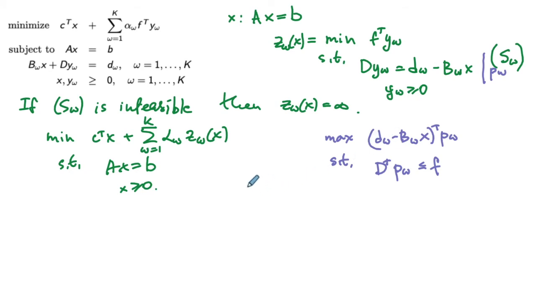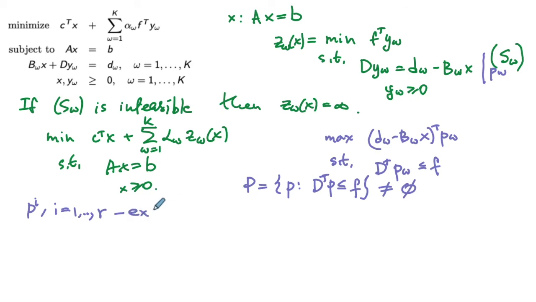So let's denote this feasible set, which is common for all the dual problems for each scenario, by capital P. This will be the set of p's such that D transposed p is less than or equal to f. And it is reasonable to assume that this set is non-empty. And also let's denote by pi_i, for i between 1 and r, the extreme points of this set P.